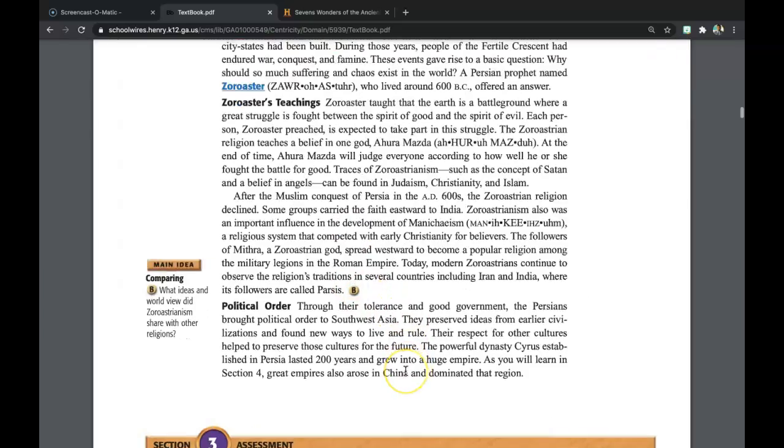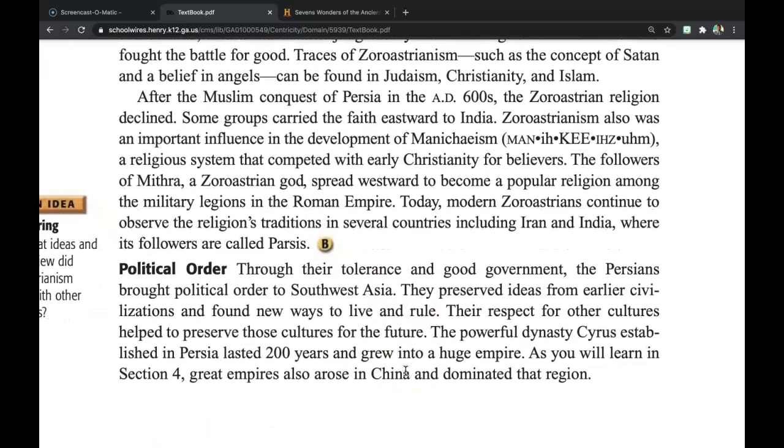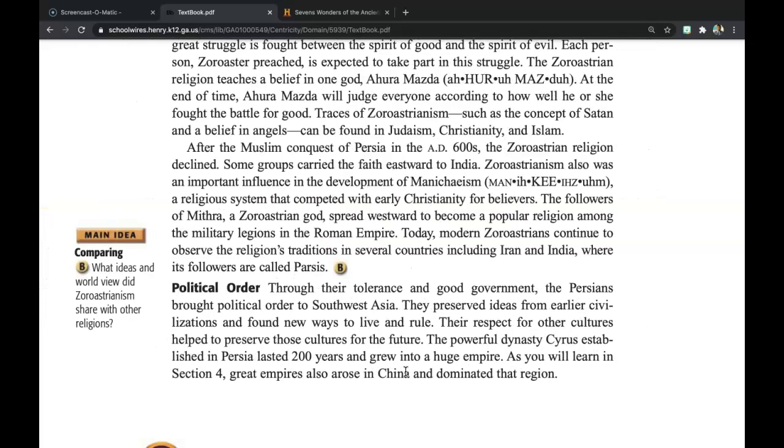Political order. Through their tolerance and good government, the Persians brought political order to Southwest Asia. They preserved ideas from earlier civilizations and found new ways to live and rule. Their respect for other cultures helped to preserve those cultures for the future. The powerful dynasty Cyrus established in Persia lasted 200 years and grew into a huge empire. As you will learn in Section 4, great empires also arose in China and dominated that region, and also throughout the entire rest of the world.